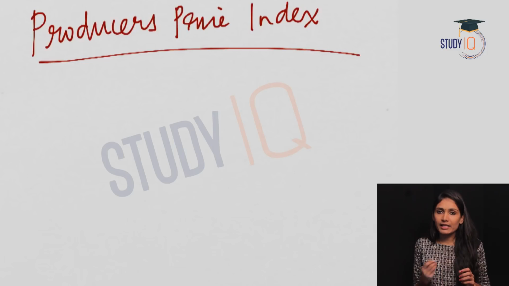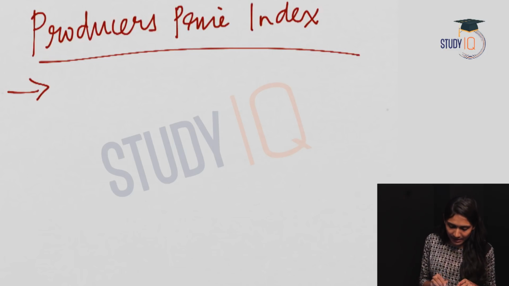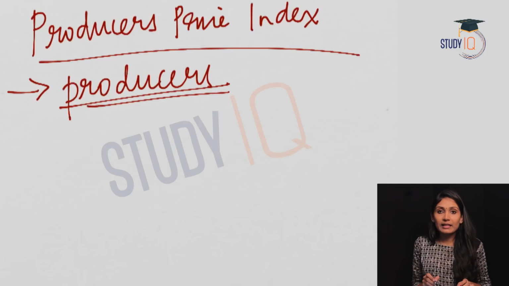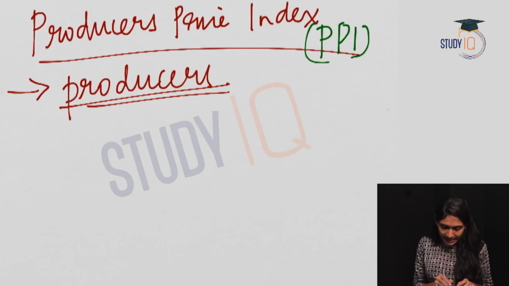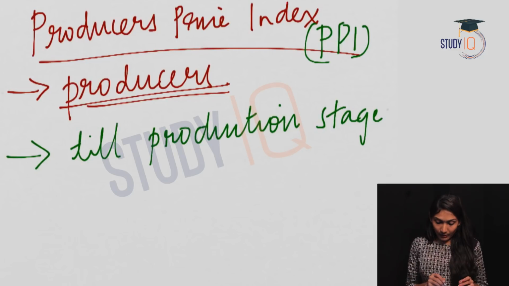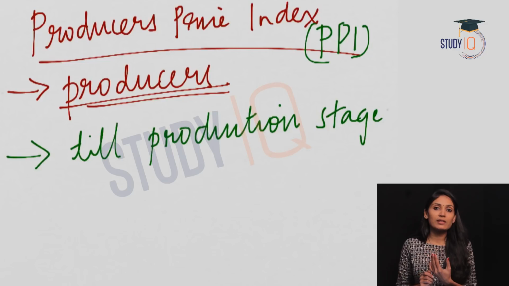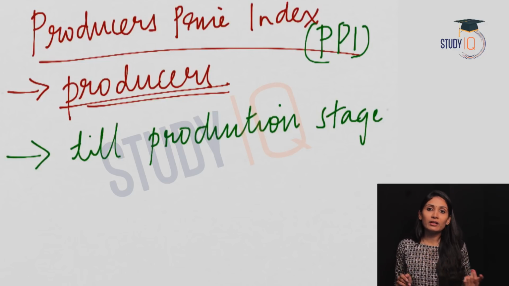This measures the rate of inflation from the perspective of producers. So with the PPI or the Producers Price Index, we can estimate the rate of inflation till the production stage. So it means that it does not take into account the inflation during the distribution stage, that is traders profit, transportation cost, etc. It will not take into consideration.